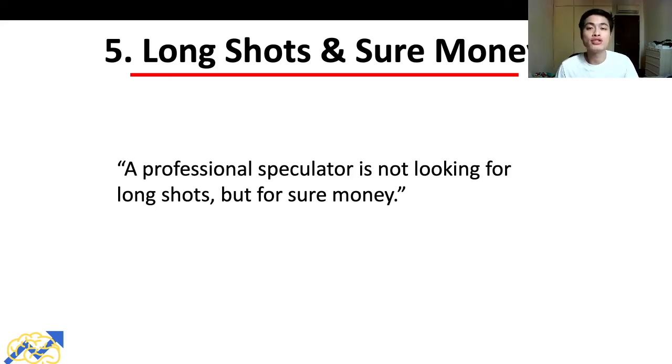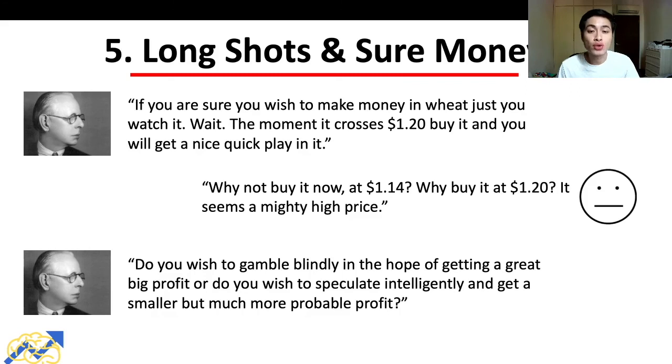And this exchange between Jesse Livermore and one person sums up his thoughts about long shots and sure money. Jesse Livermore mentioned that if you are sure you wish to make money in wheat, just you watch it. Wait. The moment it crosses $1.20, buy it and you'll get a nice quick play in it. And the person replied, why not buy it now at $1.14? Why buy it at $1.20? It seems a mighty high price. And Jesse Livermore has this to say: do you wish to gamble blindly in the hope of getting a great big profit, or do you wish to speculate intelligently and get a smaller but much more probable profit?